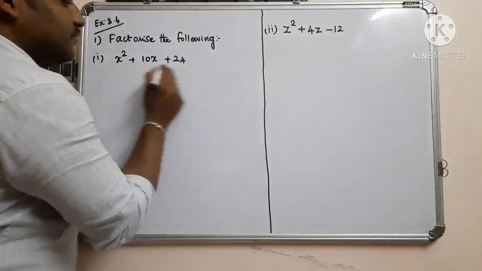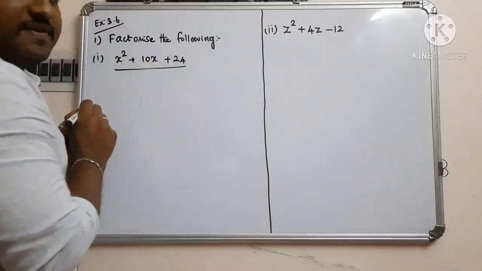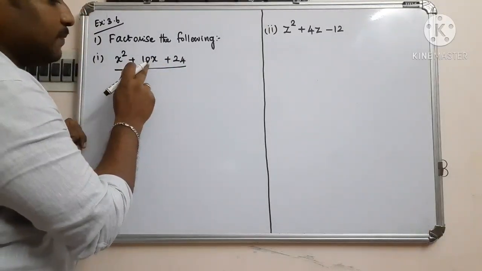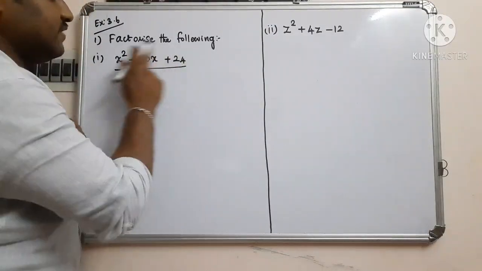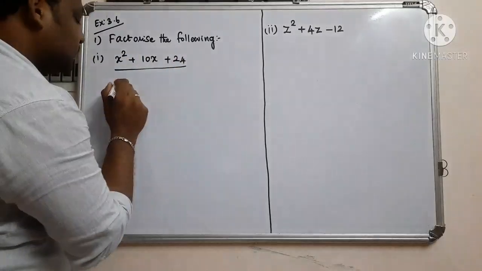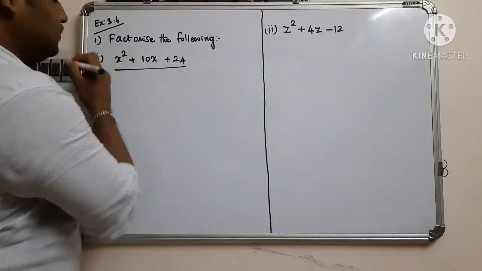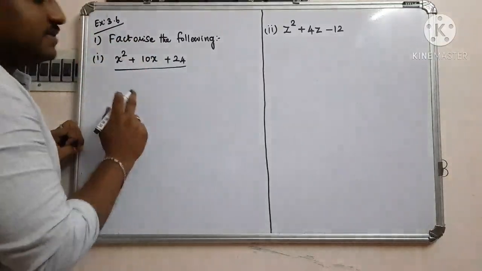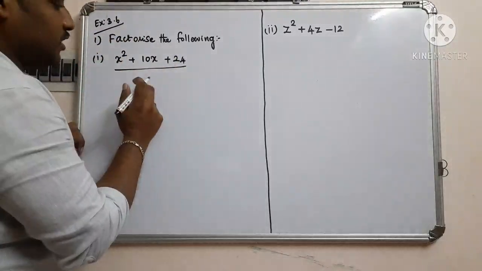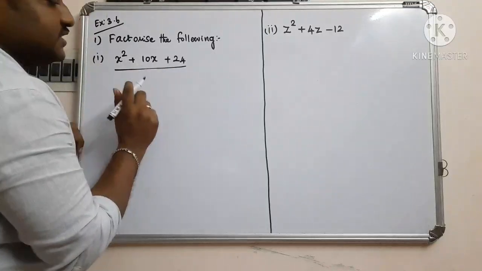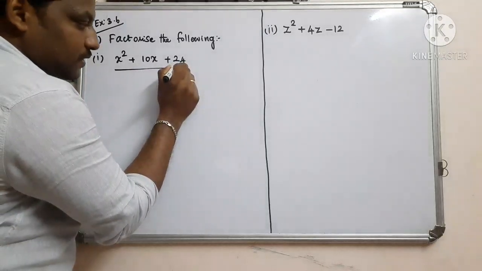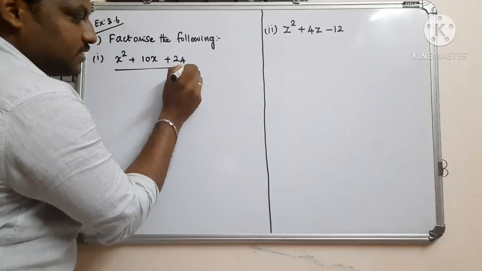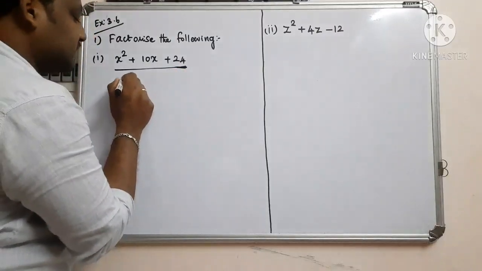Here we have to look at the polynomial first. What is the polynomial? x square plus 10x plus 24. This is the given equation. First of all, we have to find the sum and product from this polynomial. So what is the sum, what is the product? The last constant term is considered as the product.